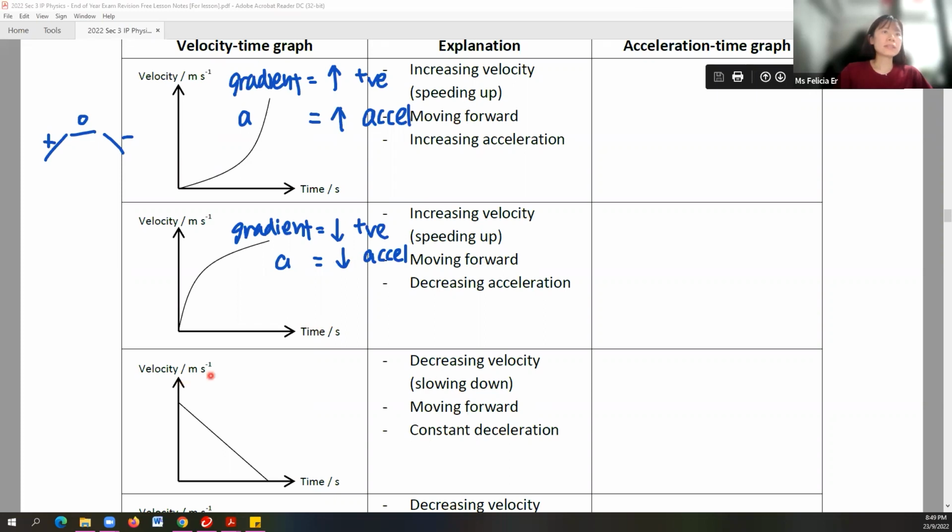Then the next one, it will be the gradient again. The gradient is constant, right? Because at the start and at the end, it is the same steepness. So it's constant.